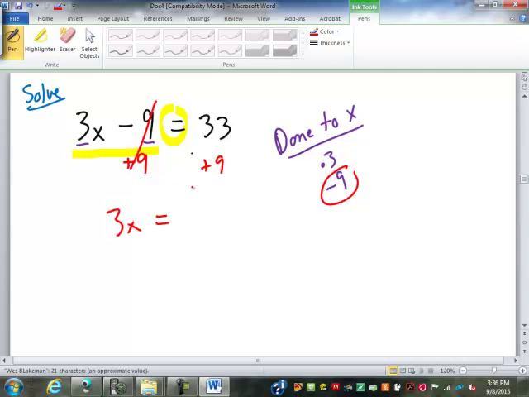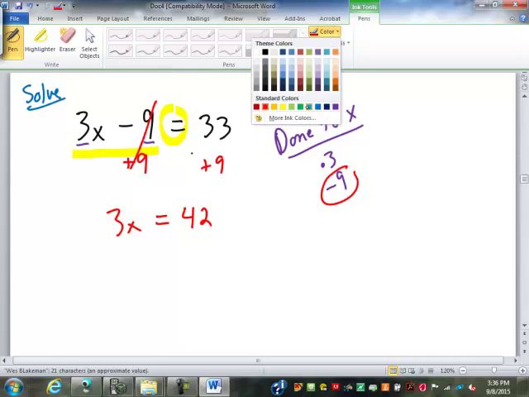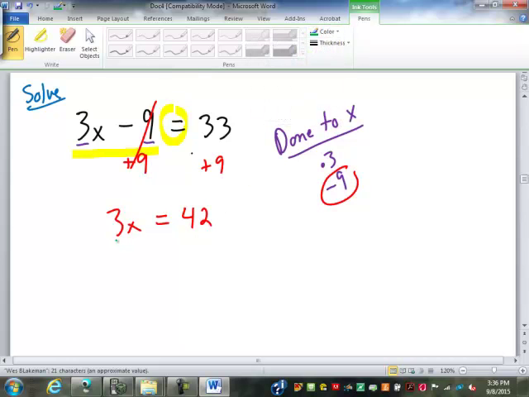I know you knew what you meant. You're thinking ahead of us. Yeah. So we're left with 3x. 33 plus 9 is 42. And now we have to get rid of the 3. It's multiplying our variable, so we get rid of it by dividing by 3.